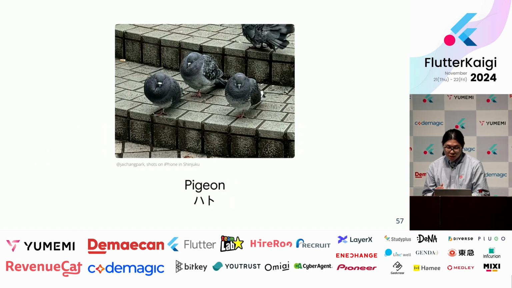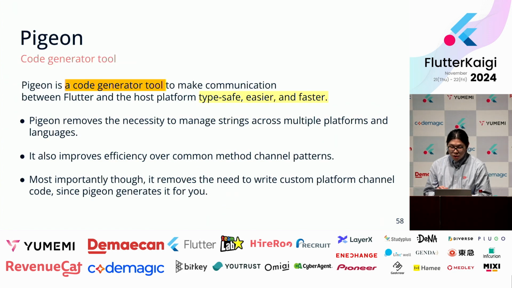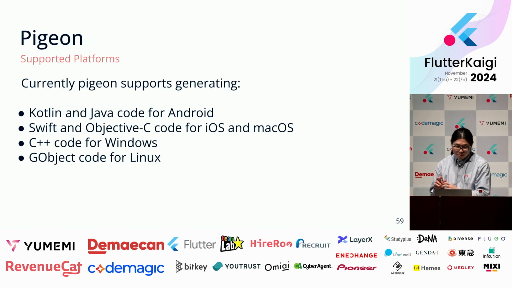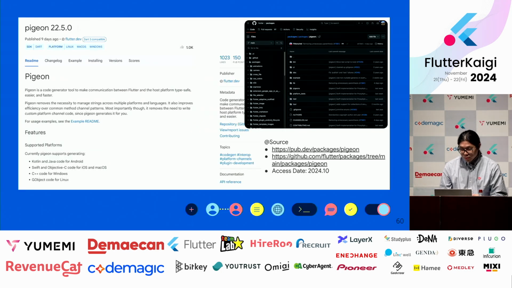Next, what we can use is Pigeon. Pigeon is a code generation tool that facilitates type-safe, easier and faster communication between Flutter and the host platform. It generates the boilerplate code needed for platform-specific implementations. It provides support for all mobile platforms as well as code generation for Windows, macOS, and Linux. For more details, you can check pub.dev or the GitHub repository. As you can see, Pigeon is a package developed and maintained by the Flutter team.